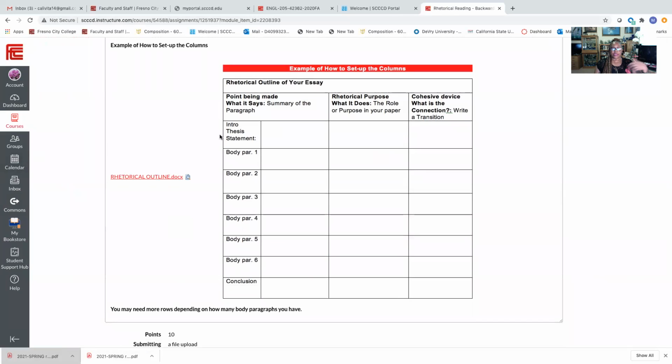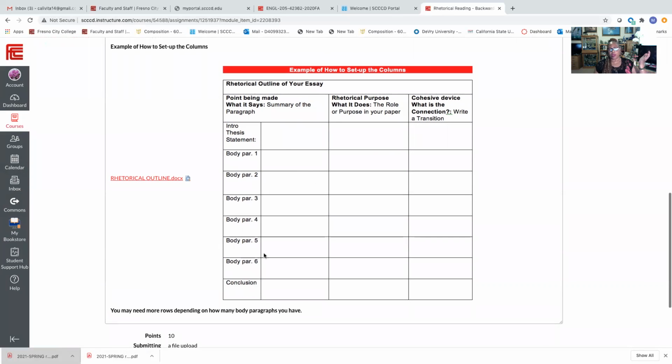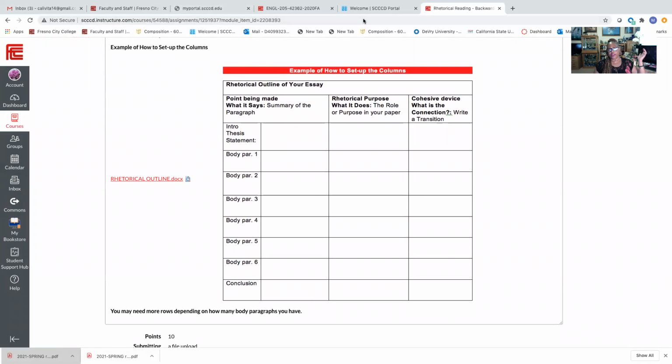You just take your essay and you dissect it. You say, what did the first paragraph say? What was your thesis, your introduction, your thesis? And what was your other paragraph? What was it talking about? And how did you conclude? And then over here is what purpose did these paragraphs play in your paper?